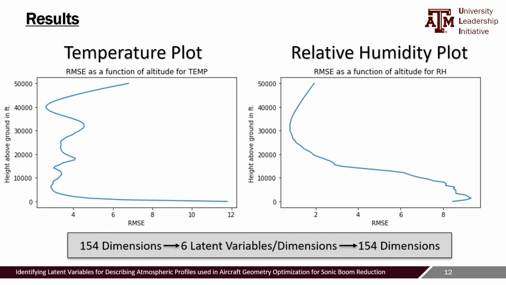Here are some plots that show the root mean squared error as a function of height above ground when comparing the true and predicted values. At lower heights above ground, the autoencoder struggles with predicting the correct values, shown by the high error, which is something worth looking at in the future.